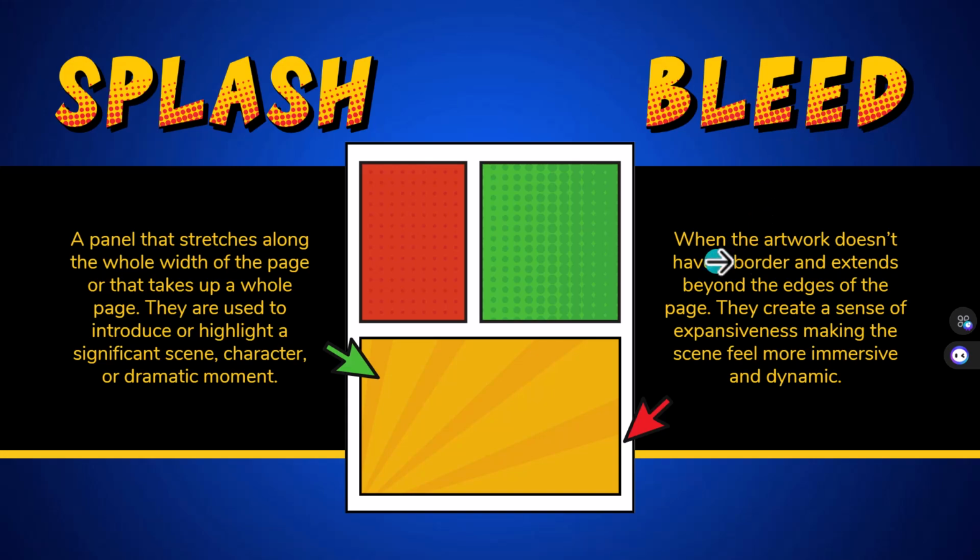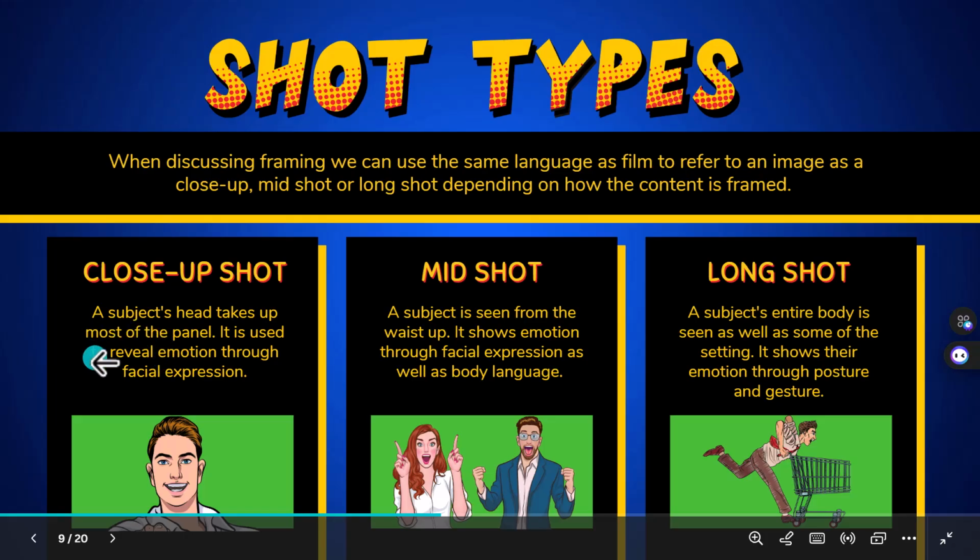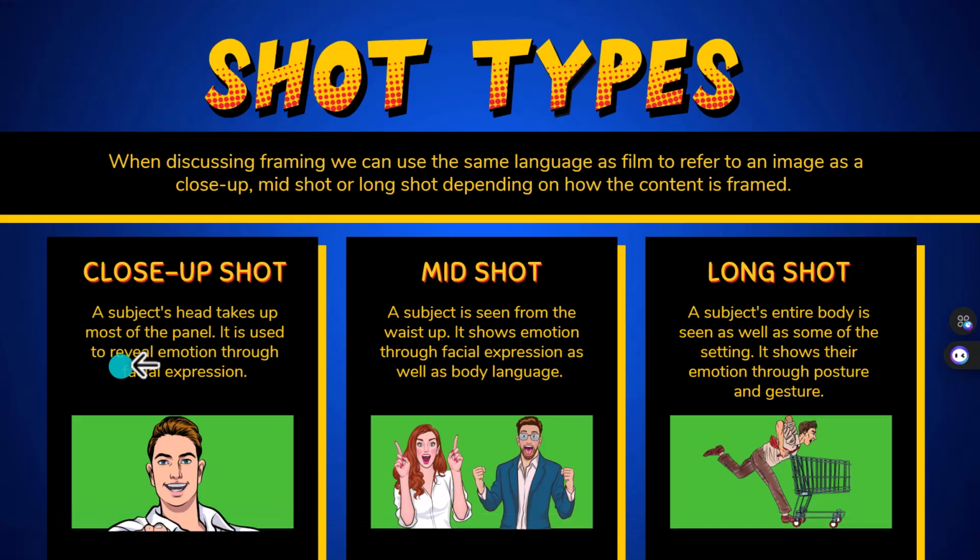Then we have bleed. When the artwork doesn't have a border and extends beyond the edges of the page, it creates a sense of expansiveness, making the scene feel more immersive and dynamic. So these are bleed, but in some cases they might not be bleed. So that is bleed for you. That is just the structural component of creating a comic book. Now we have different shot types. When discussing framing, we can use the same language as film to refer to an image as a close-up, mid shot or long shot, depending on how the content is framed. We have close-up shots, which show the subject's head, and that would take up most of the panel.